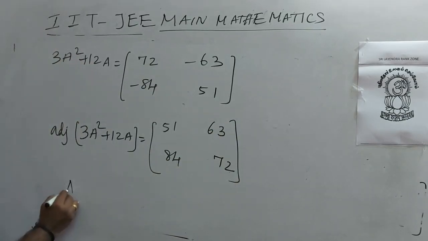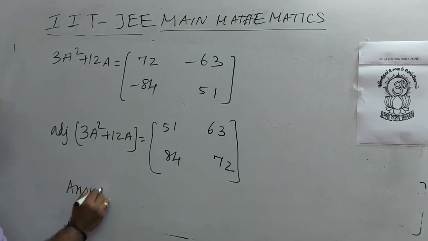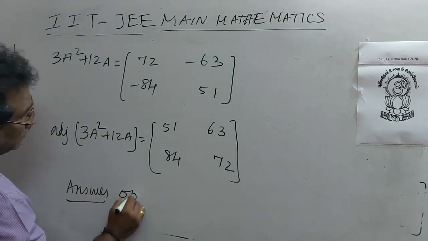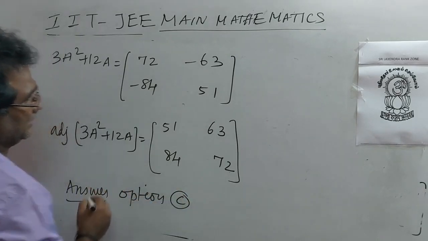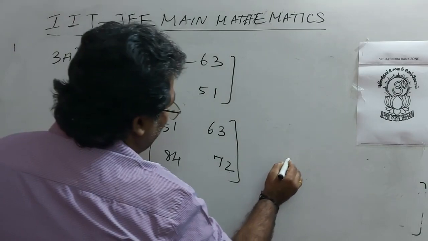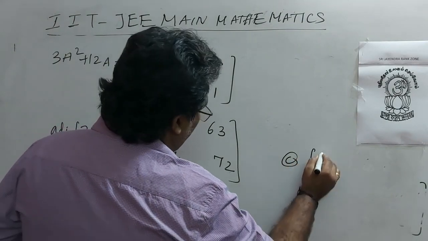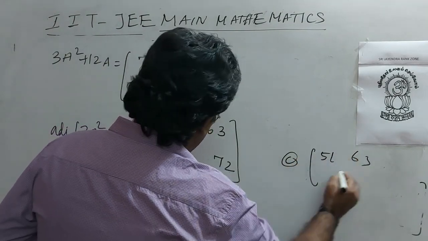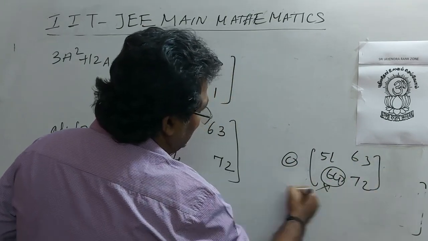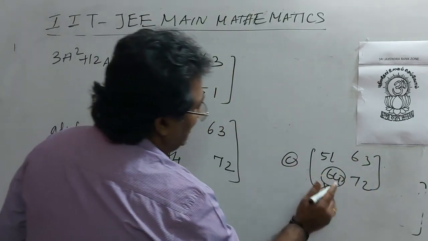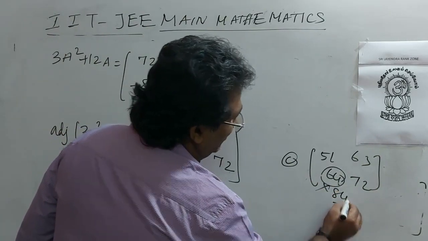So the answer is option C. First I would have written 51, 63, 64, 72. The 64 is wrong. Here we should have 84. Make the correction.